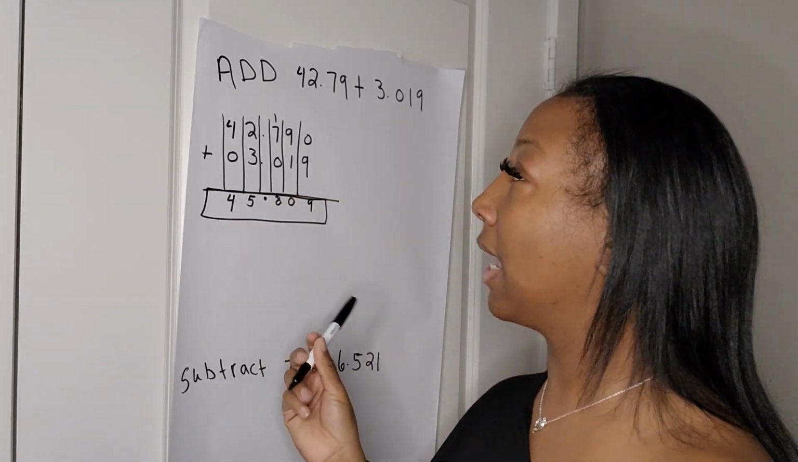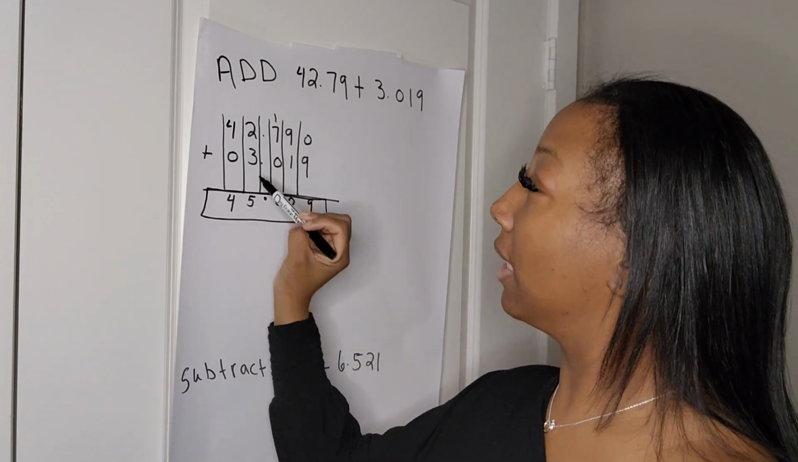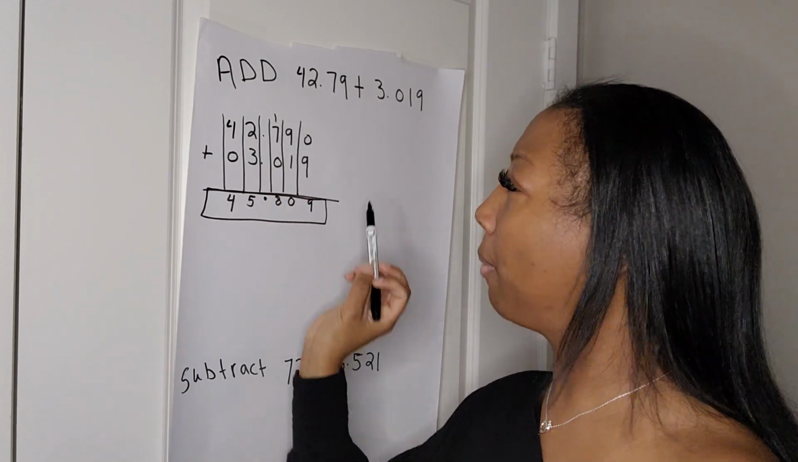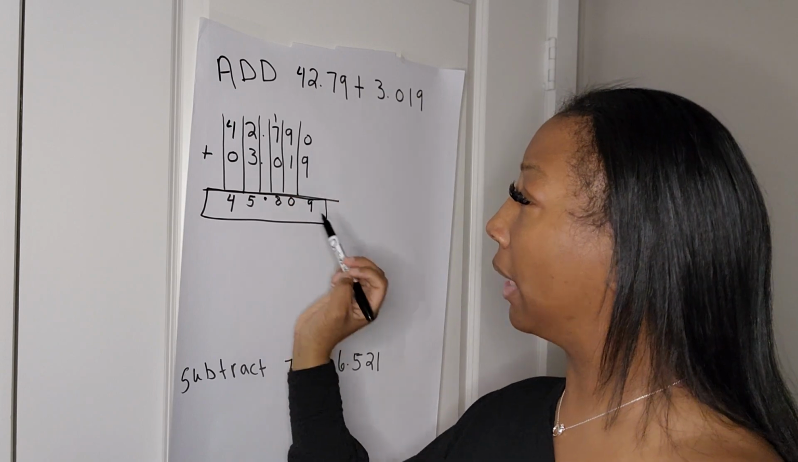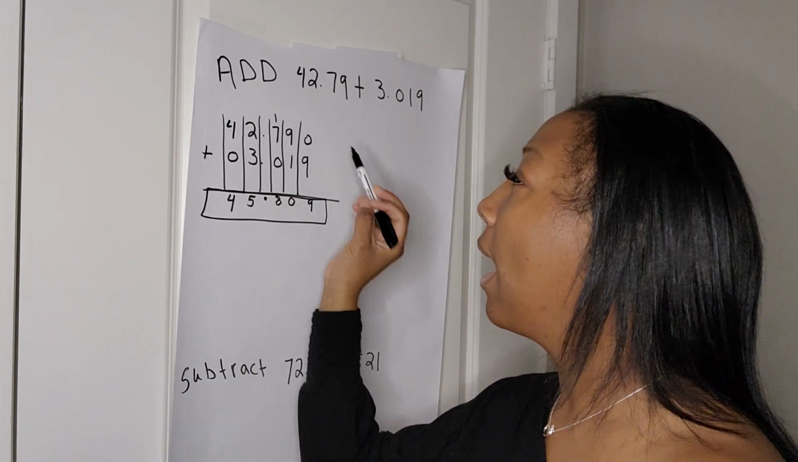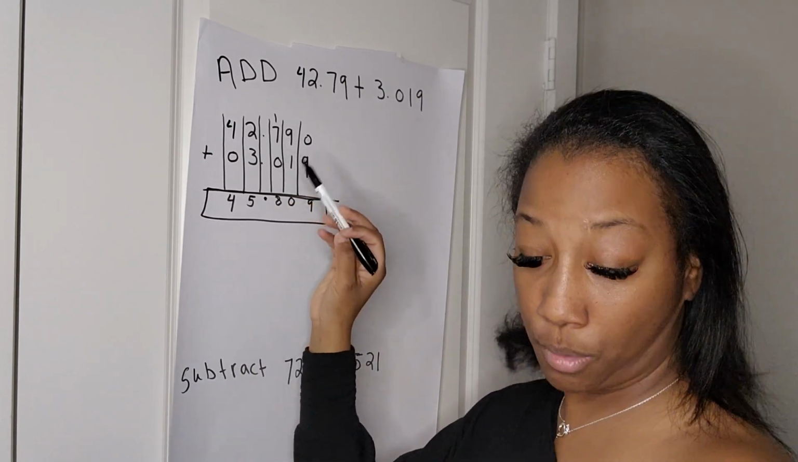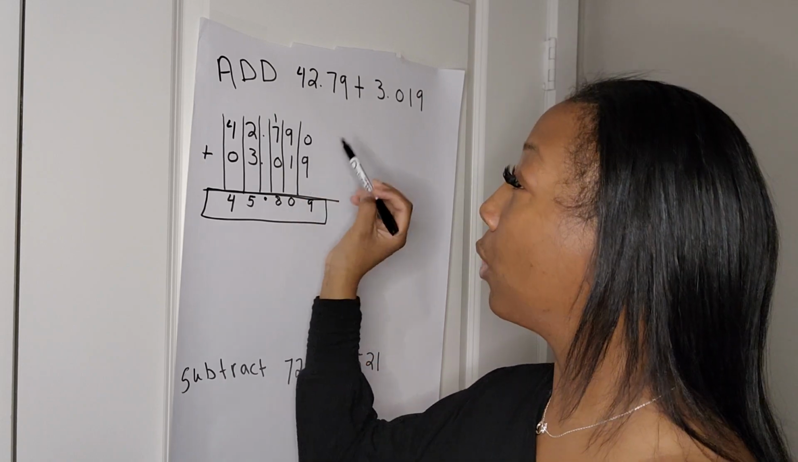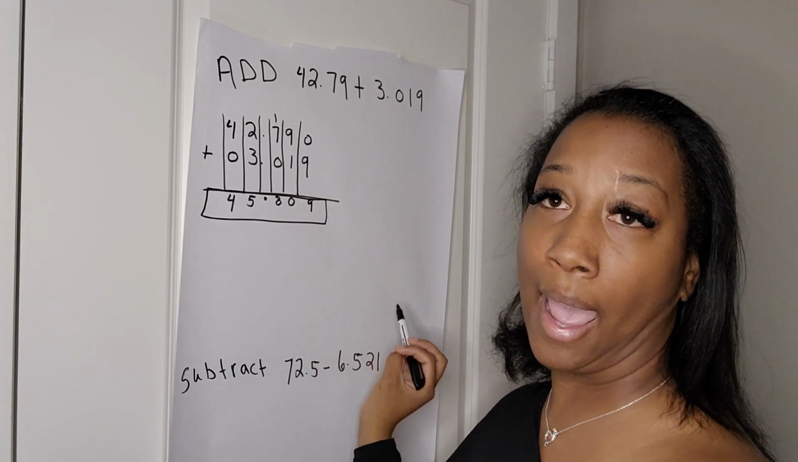So as I stated, I put my slots down to separate each number in its own little place. I drop down my decimal. I fill them in where zeros are needed, and then I add.